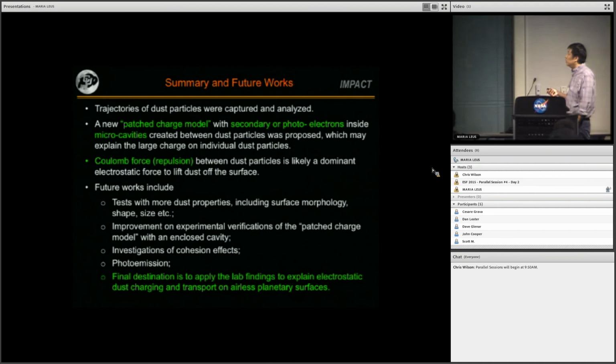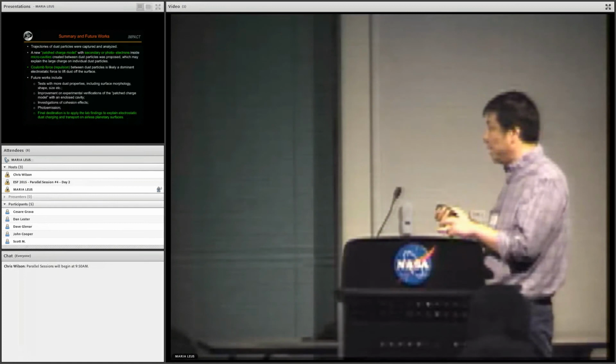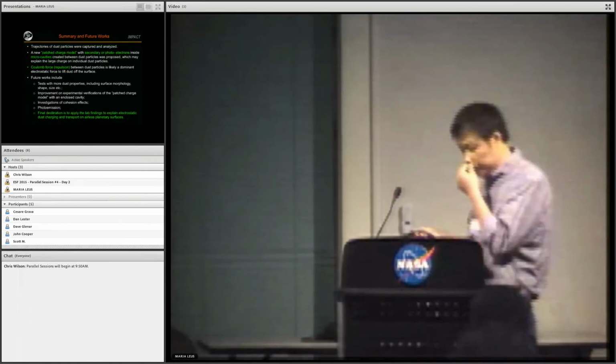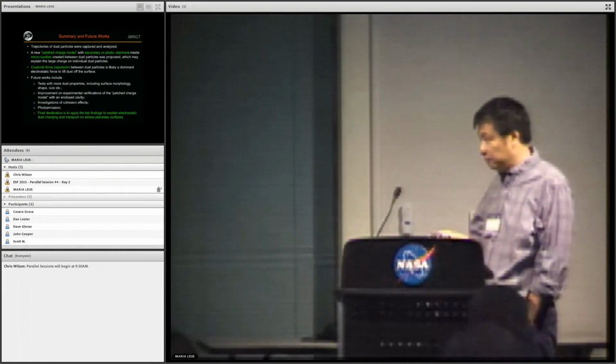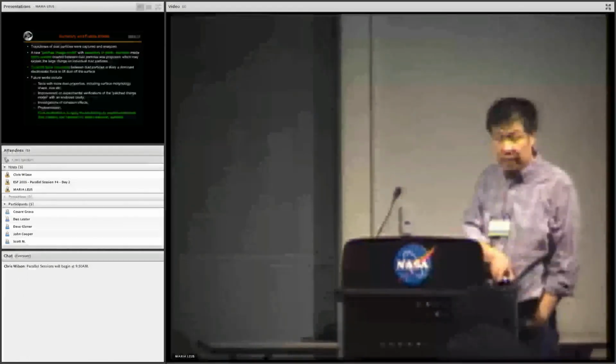So in the end, I don't want to read all of those lines, but I'll give you some keywords. We proposed a patch charge model, secondary or photoelectron charge inside microcavities bounded by neighbor particles. And the repulsive force can be the dominant force to lift dust. And also, the big goal for sure is to apply our lab findings to explain what happens on airless body surfaces. And I think that's it. I can take questions.